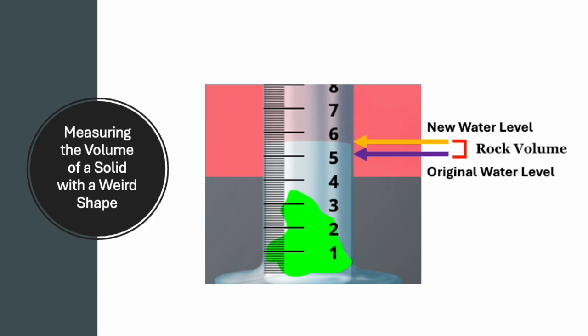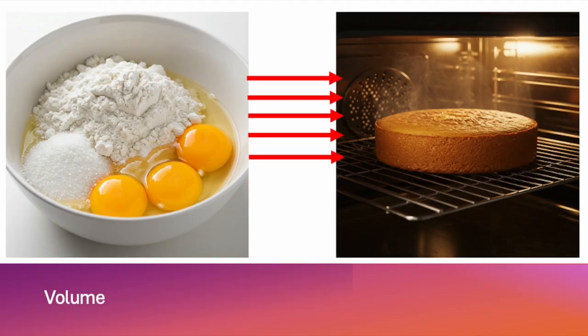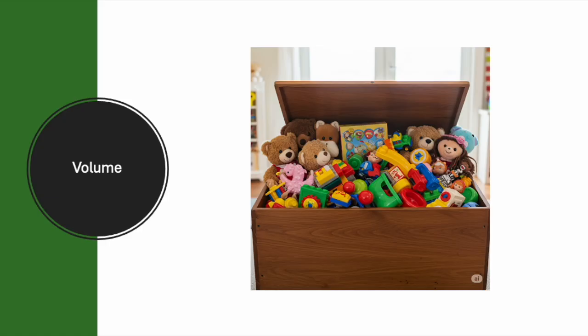So why is volume important? Well, volume helps us understand how much space things take up. This is super important when we're cooking, so we know how much of each ingredient to use. It's also important in building, so we know how much stuff can fit inside a room.